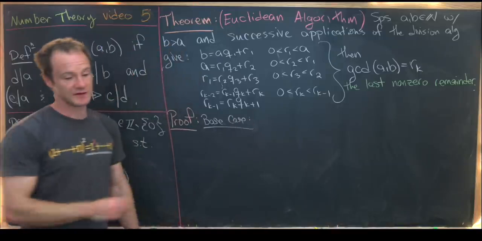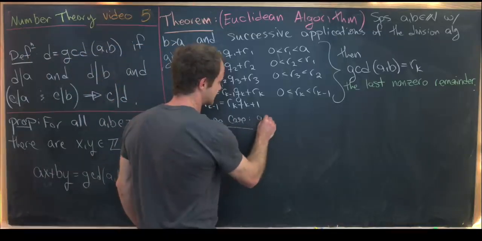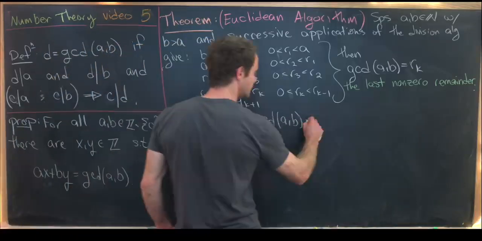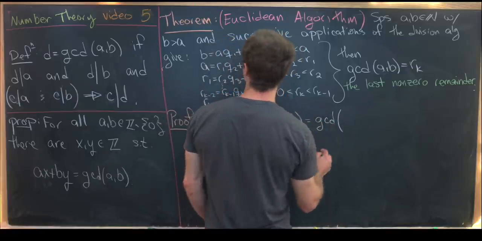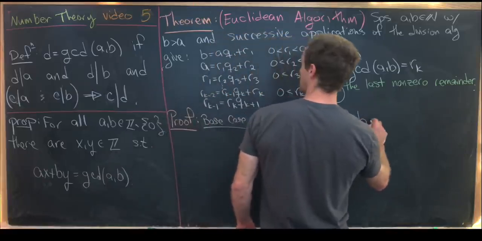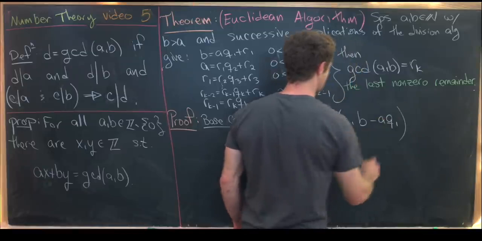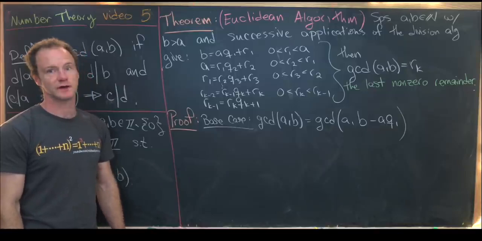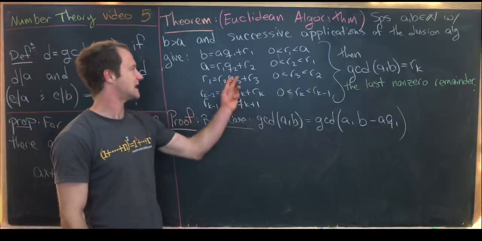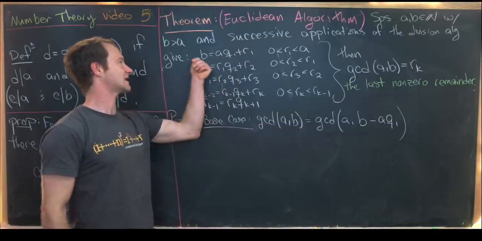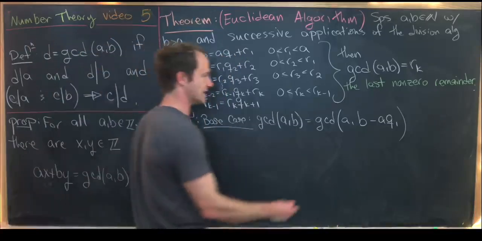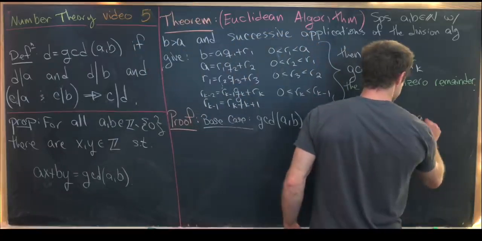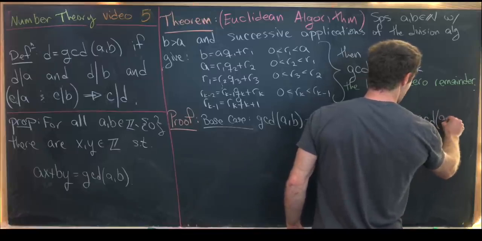So our base case will be the following statement, and that is that the GCD of A with B is equal to the GCD of A with B minus A times q1. So that equality follows from the lemma that we just got done proving. But next, we'll see that B minus A times q1 is exactly r1 from this equation right here. So we have this is equal to r1, which means we can write this as the GCD of A with r1.